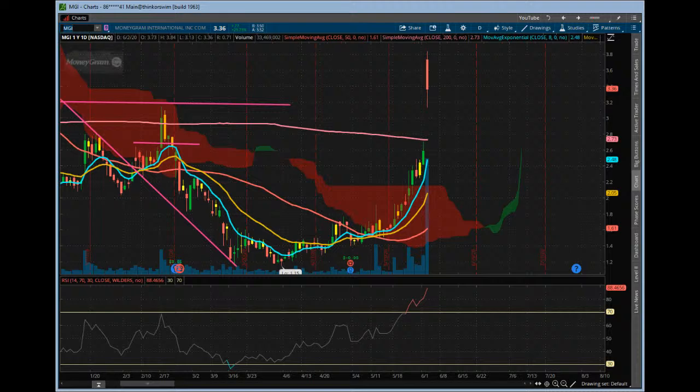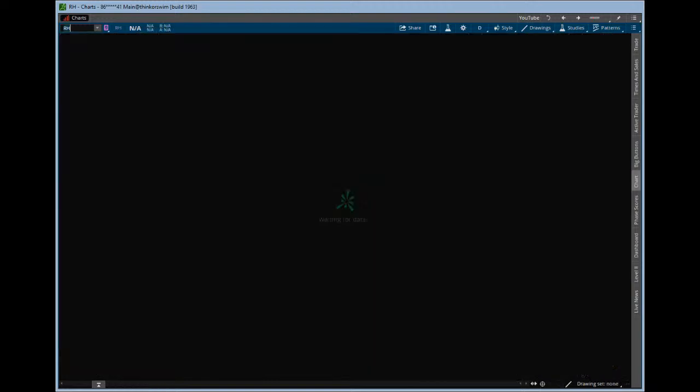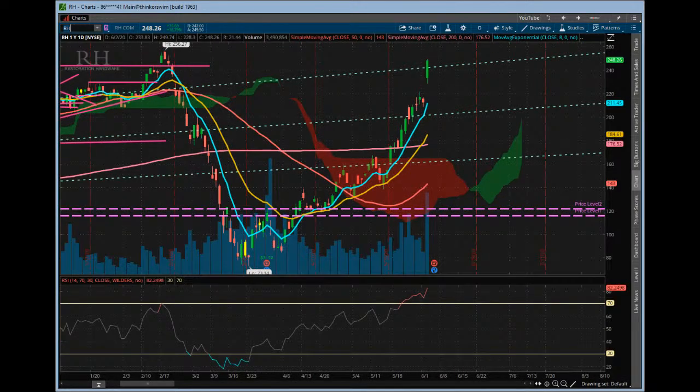MGI. Huge gap up today. Big reversal. Talking about, I think, like a buyout. So just be careful with that. RH. A lot of people are liking RH, including Warren Buffett. I think he might still have a position on this one. And Citron liked this one too. So big gap up today with some volume.